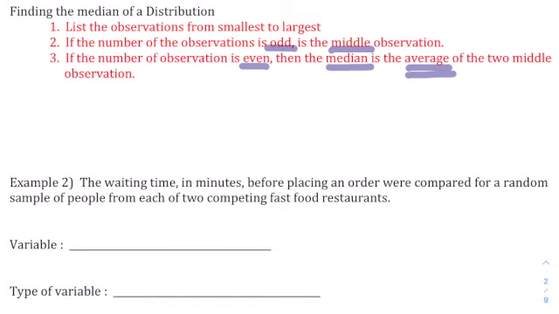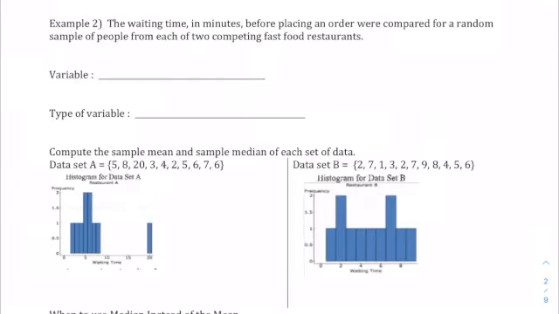We are going to do some examples on that, and those are the methods. If it's odd, it's the middle one. If it's even, it's the two middle ones added together and divided by 2. Here is example number 2. The waiting time in minutes before placing an order is compared for a random sample of people from each of two competing fast food restaurants. In this case, we still have to go back and review all the old stuff.